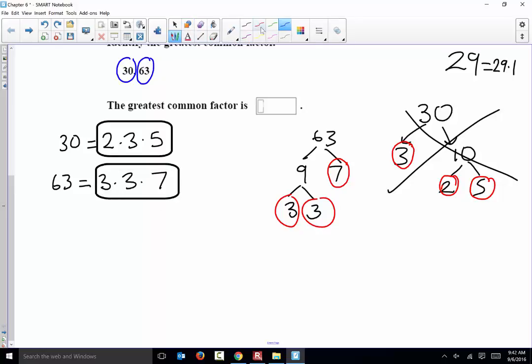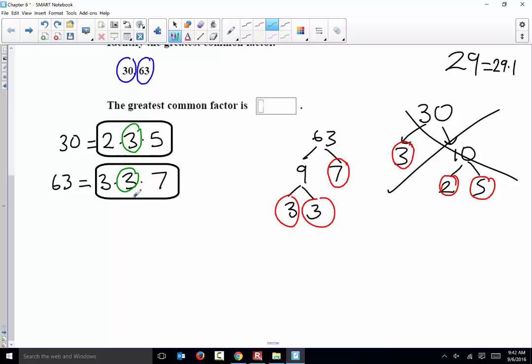Look at these and mark the stuff that's common on both rows. What's common? 3. Only one pair of 3. That's the only thing common, right?